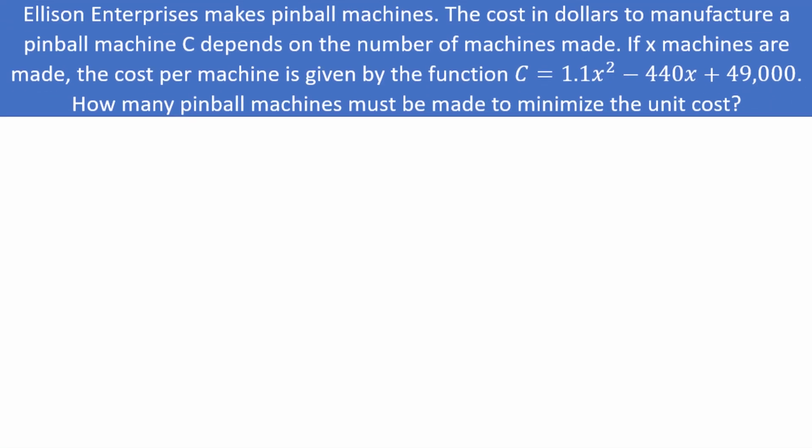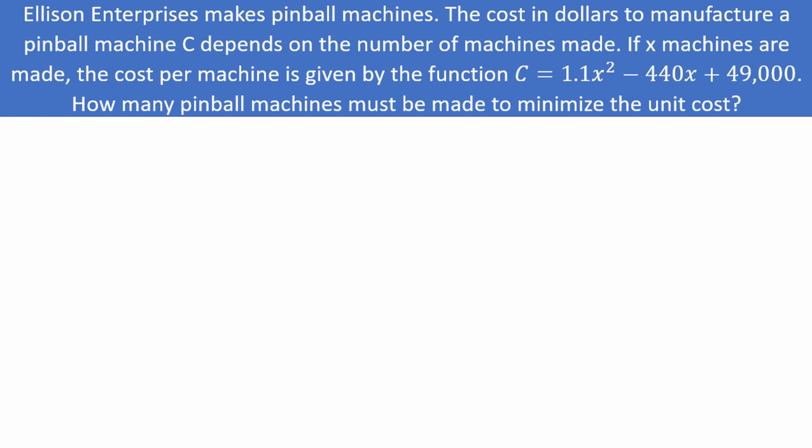Okay, let's try one more problem, this time a word problem. Ellison Enterprises makes pinball machines. The cost in dollars to manufacture a pinball machine, C, depends on the number of machines made. If x machines are made, the cost per machine is given by the function C equals 1.1x squared minus 440x plus 49,000. How many pinball machines must be made to minimize the unit cost?